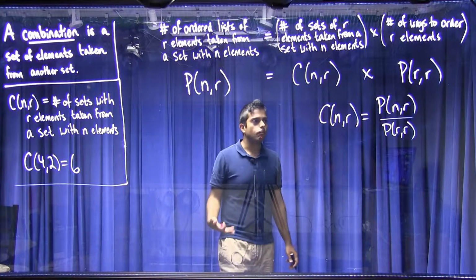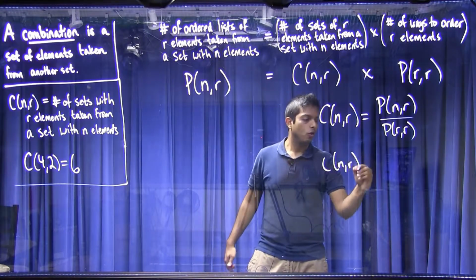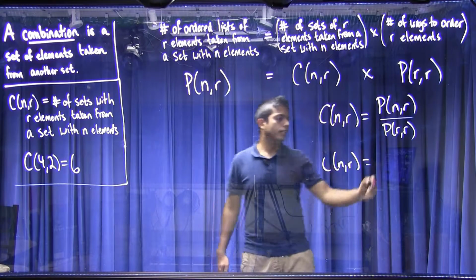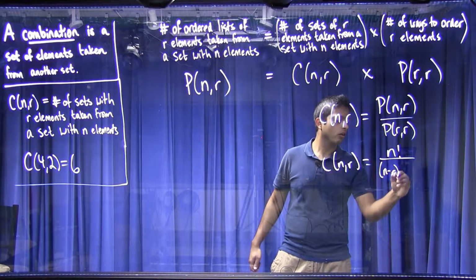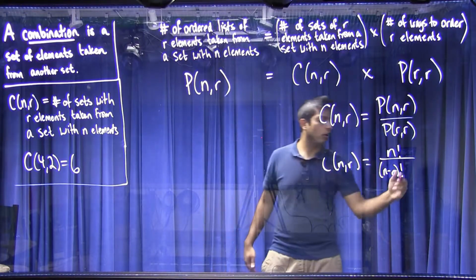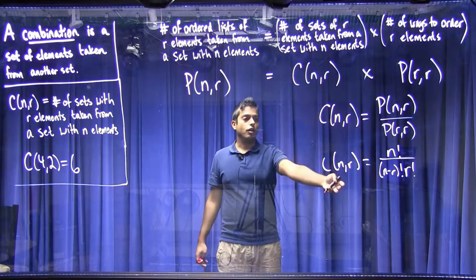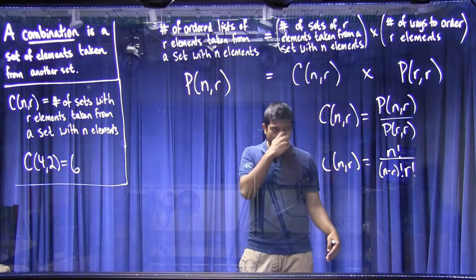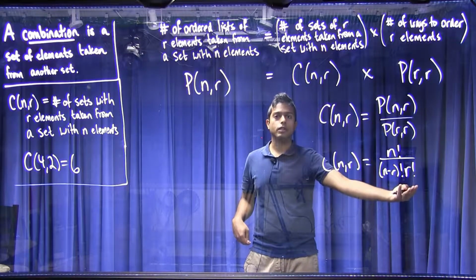And now let's plug in some formulas. So we know that P of n comma r is n factorial over n minus r factorial. We also know that P of r comma r is actually just r factorial. And so we get our formula for the number of combinations. Here it's just n factorial divided by n minus r factorial times r factorial.